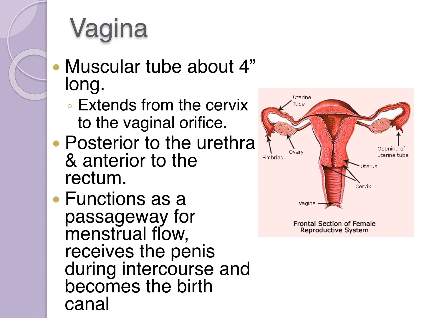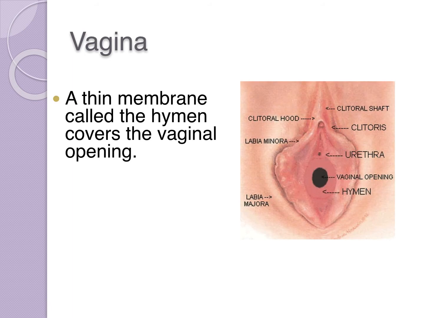The vagina functions as a passageway for a multitude of things. Menstrual flow during the menstrual cycle. It also receives the penis during intercourse, and it eventually becomes the birth canal, should that be a course a female chooses, during the birthing process. The vagina on the exterior has a thin membrane known as the hymen, and it's meant to protect and cover the vaginal opening. Therefore, nothing harmful enters the female reproductive system or the female body as a whole.